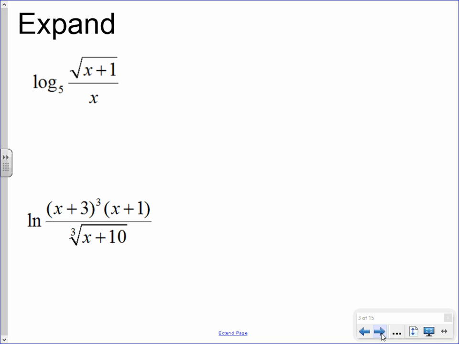Larry, expand the first one for me. Log, oh wait, no. Hold on. 1/2 log base 5 of (x plus 1), make sure x plus 1 is in parentheses, minus log base 5 of x. Do you agree with Larry? I agree with Larry. Do the next one.